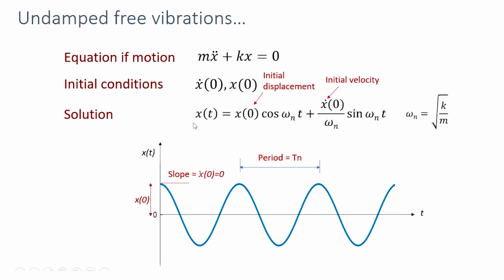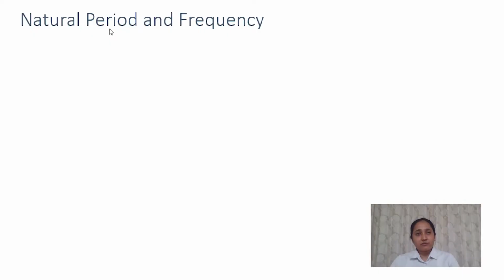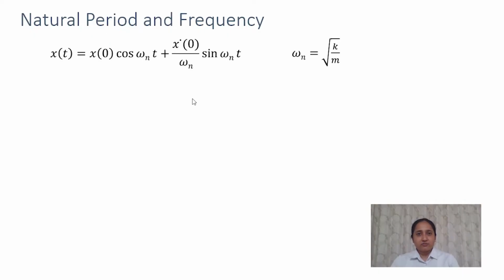If we look at the solution, we can see that this function x(t) is a periodic function. That means the function repeats itself after some time called the period. So if we can measure the duration between two peaks, we can calculate the period of this motion. Now we will see what the value of natural period and natural frequency is. So this is the solution, and these are functions of sine and cos.